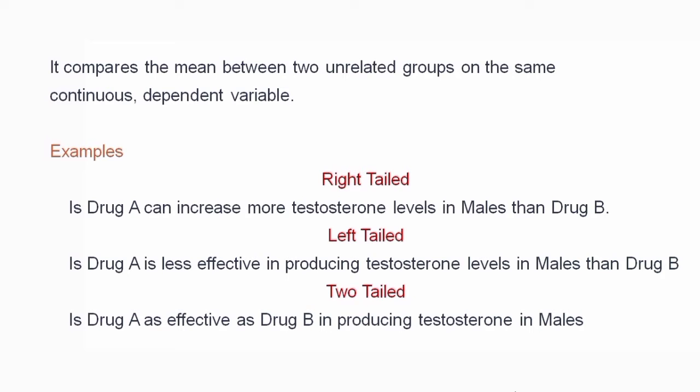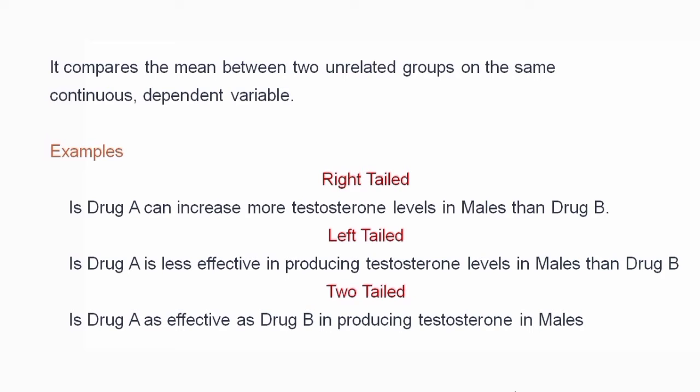Suppose we have two drugs, drug A and drug B, and both drugs are used to see whether testosterone levels are increasing or not. The testosterone levels are measured as a continuous variable, so we have that as the dependent variable, and we have the two groups as drug A and drug B. All the patients will be in drug A or drug B, and we will analyze them to check whose testosterone levels have increased.